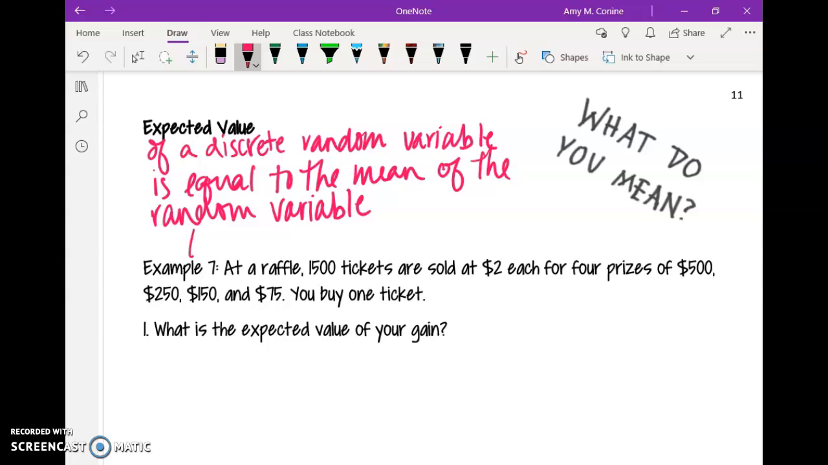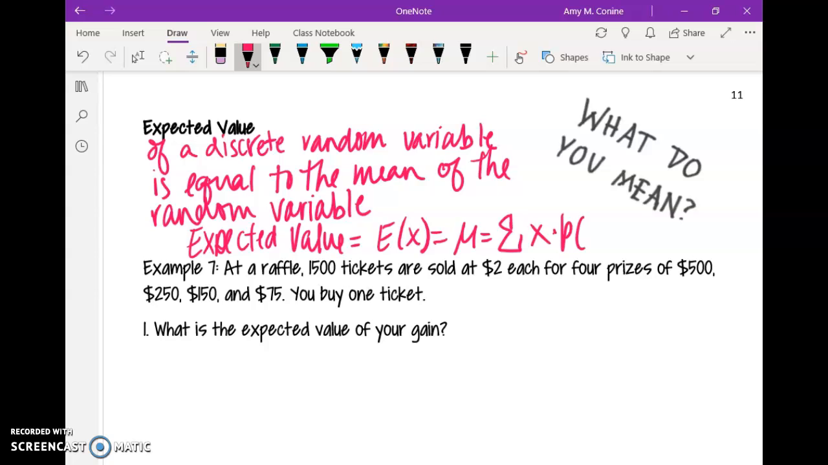All right, so expected value is equal to, that's what it looks like, E of x, which is equal to mu, which is equal to what we talked about yesterday, the sum of your variable times the probability of those variables. Okay, so it's just another way to say it. So when you multiply the random variable and the probabilities together and add them up, that's when you get your mu, which is also your expected value.